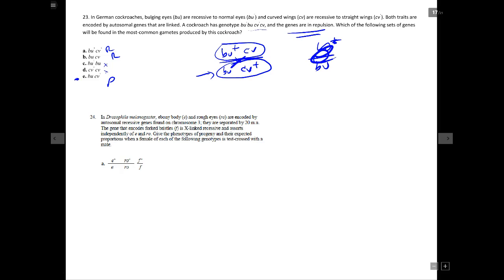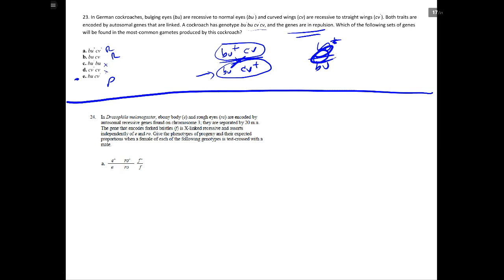Alright, so those are all the things with 2 genes. Then we're going to start doing things with 3 genes. So we'll leave this here, and then we'll start looking at 3 genes. Now in this case, these 3 genes aren't linked because they're showing you here that that line's not connected. So we're talking about 2 linked genes and 1 unlinked gene.